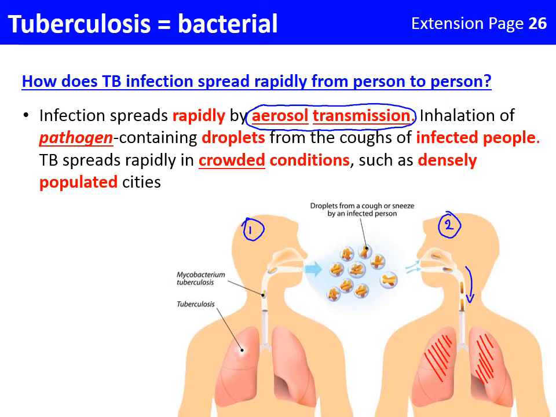Now we know aerosol transmission is going to be even greater when people are in crowded conditions. So we know historically TB has actually spread quite rapidly in highly crowded conditions, such as very, very densely populated cities.